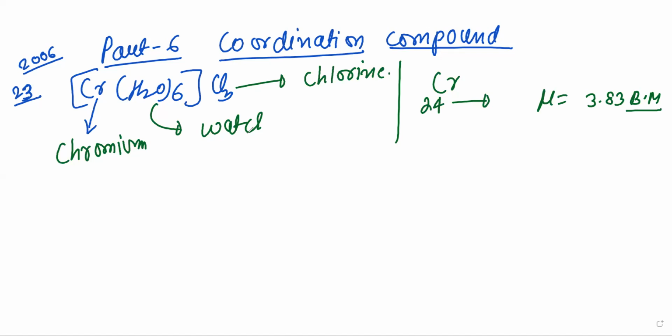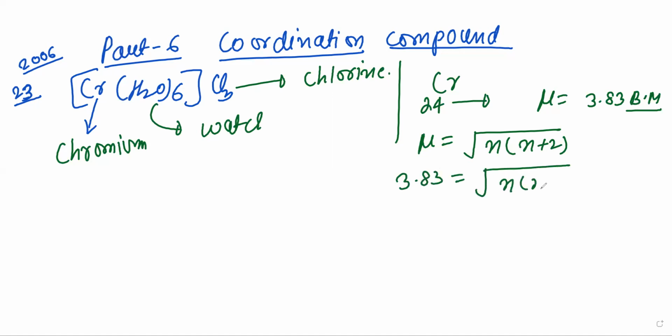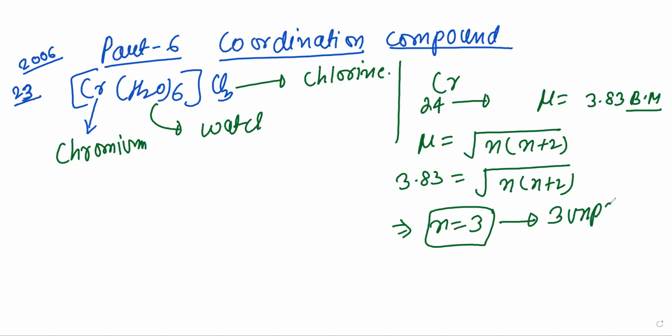So see the value. Chromium atomic number 24, magnetic moment is given. As we know, the magnetic moment formula is mu equal to under root of n into n plus 2. So mu value is 3.83 equal to under root of n into n plus 2. After squaring and solving, n equal to 3. So 3 electrons are unpaired in d orbital.